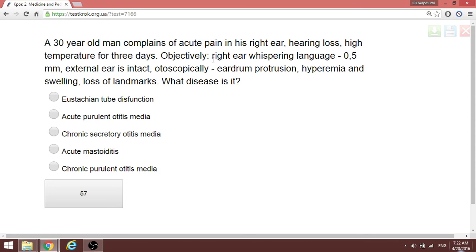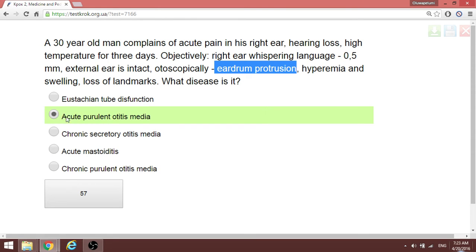ENT question, reading through, they are telling us that otoscopically there is eardrum protrusion. I'm sure right now you are thinking of something that has to do with otitis media, hyperemia and swelling. This is otitis media, and they said it developed 3 days ago. So again, don't let us reason the right answer away. This is acute purulent otitis media, and you see high temperature.